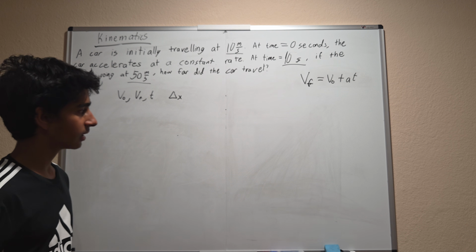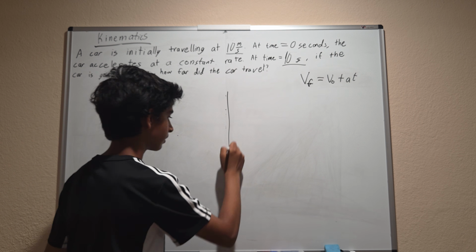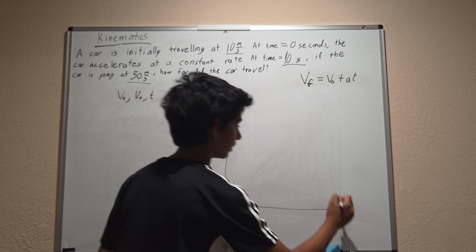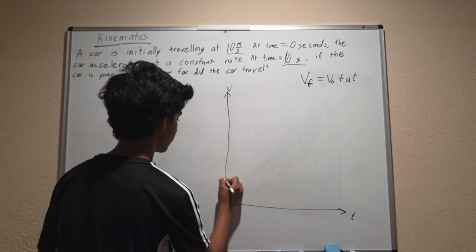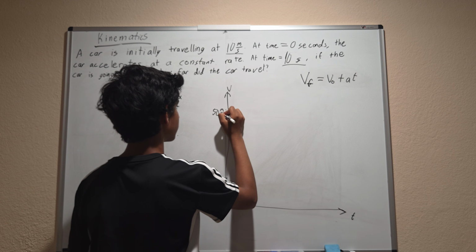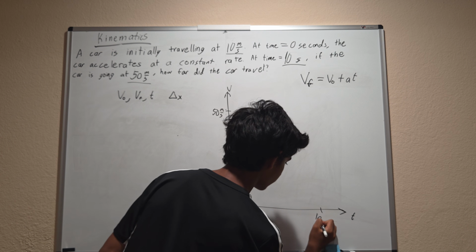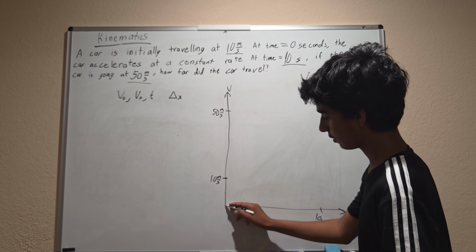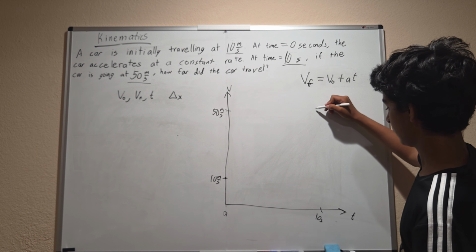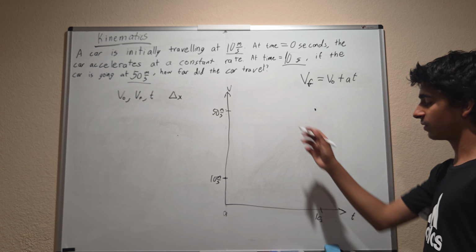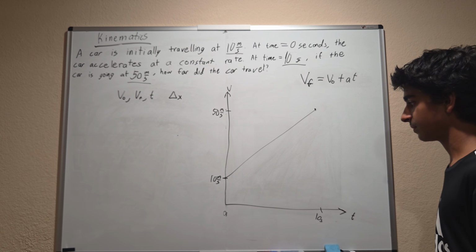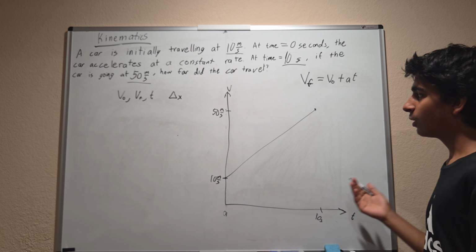Let's draw a velocity versus time graph. So this is going to be velocity as a function of time. It starts at 10 meters per second, ends at 50 meters per second, and it takes 10 seconds. So time is equal to 0, or this is 0 seconds. It starts there, and it ends at time equal to 10 seconds at 50 meters per second. And we know it has to be a straight line because the acceleration is constant. So how will this help us?